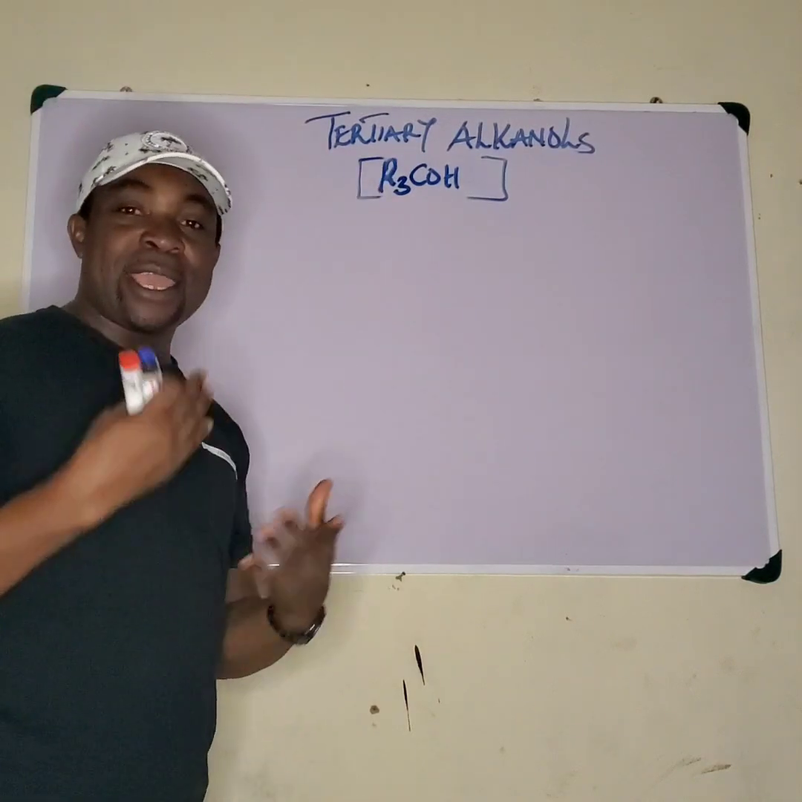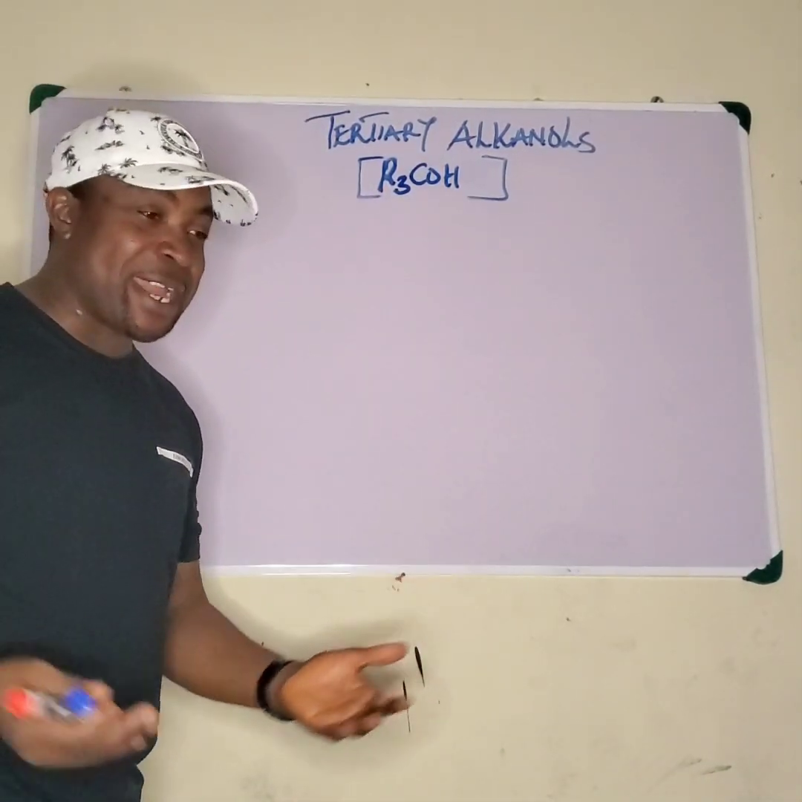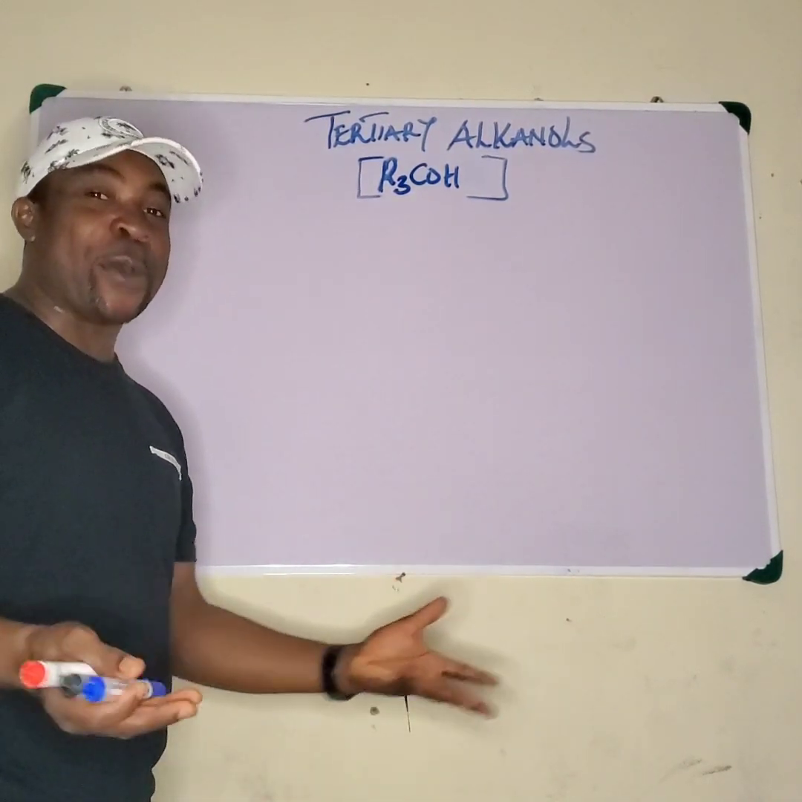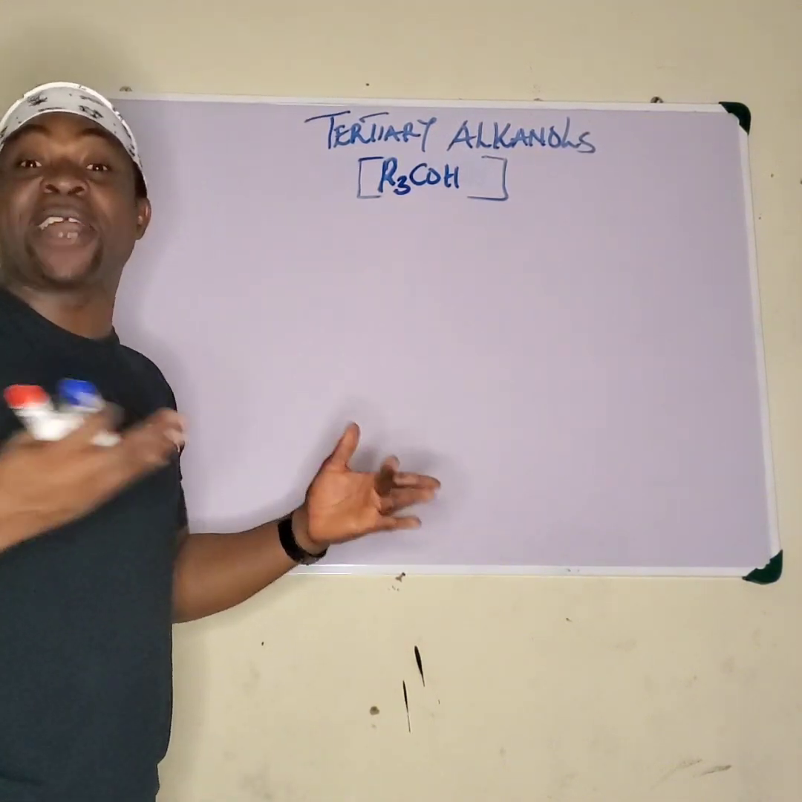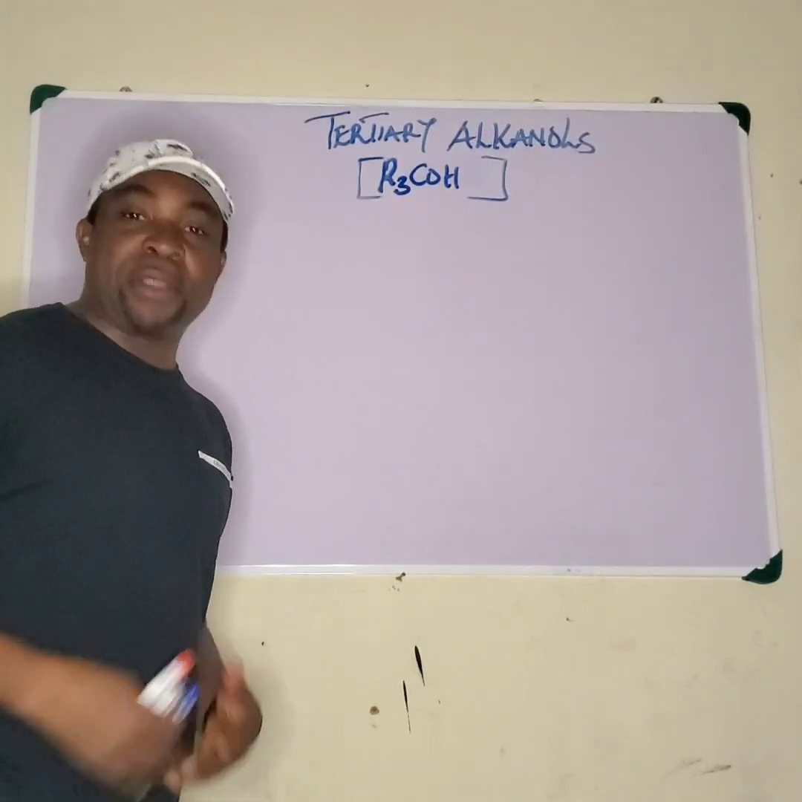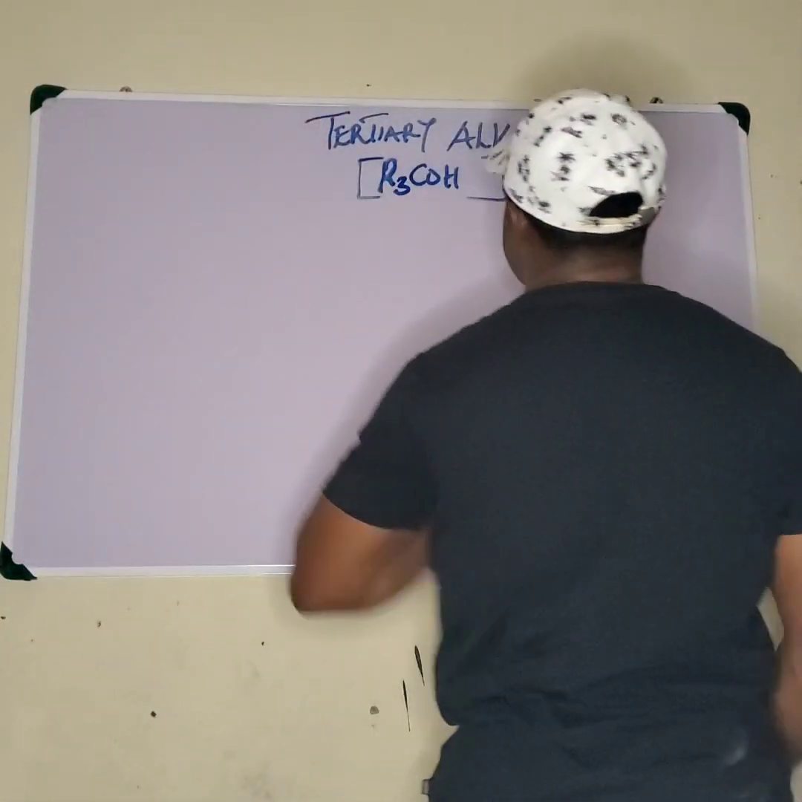We have tertiary alkanols, and we've been talking about primary, secondary, and today is tertiary alkanols. We have to complete the classification today before we enter preparation of alkanols, how they can be prepared in the laboratory or industrial preparation and chemical properties. And today is tertiary alkanols.